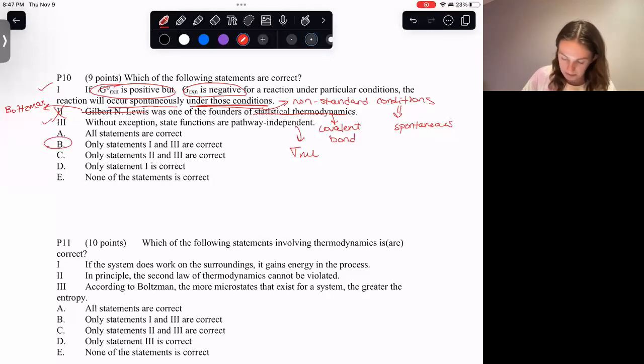And so B is going to be your correct choice, with 1 and 3 both being correct. Yep, everything is a state function except heat and work. Delta G, delta H, delta S, those are all pathway independent, or state functions. But work and heat are path dependent.